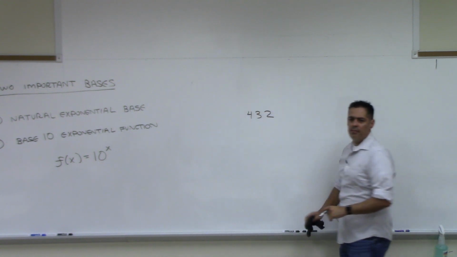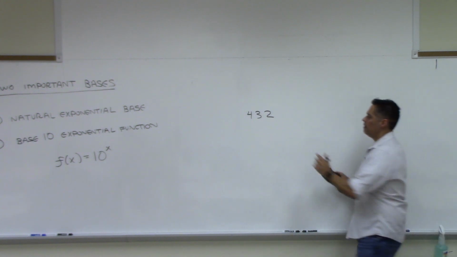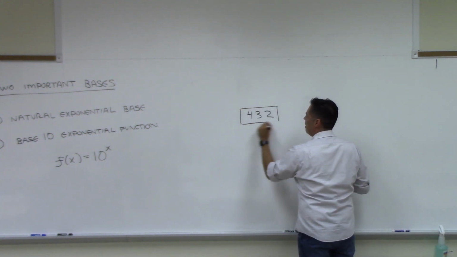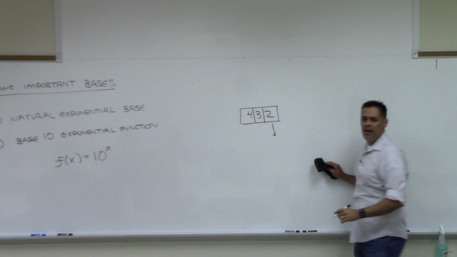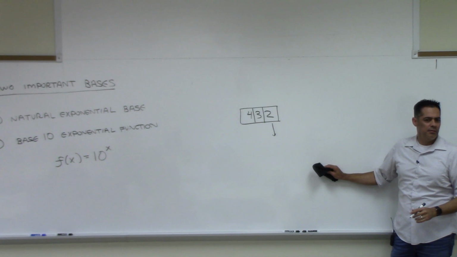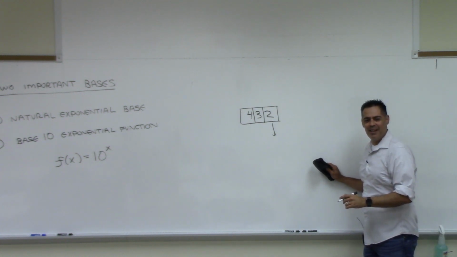432. If I write that number down, I can look at this as being 3 digits. The 2 represents how many whats I have? Ones? What's wrong? I just got it. You got it? Okay.